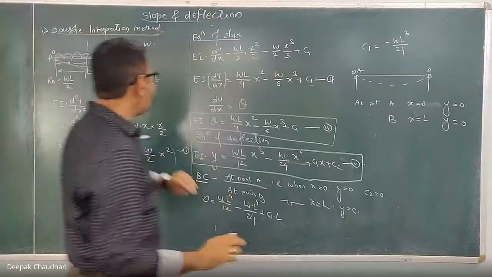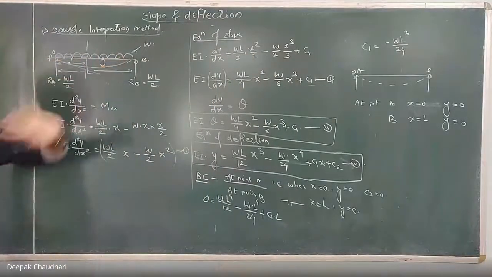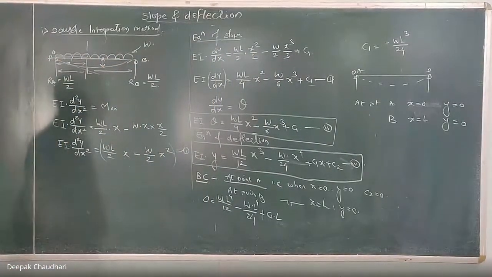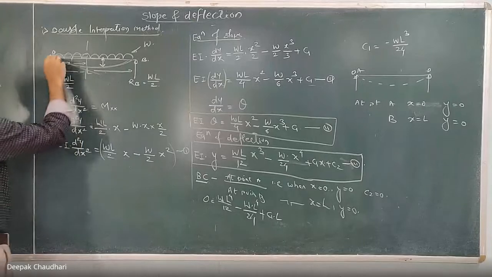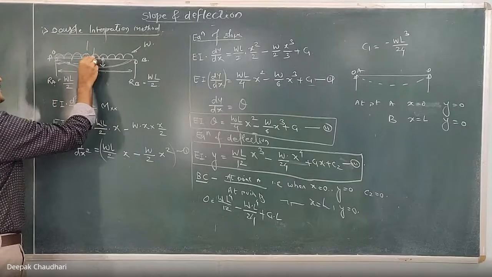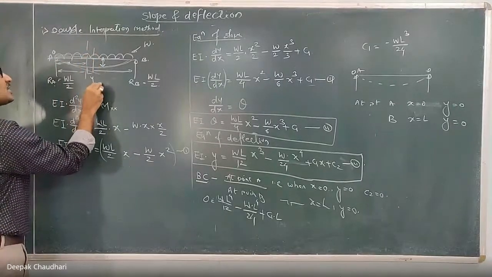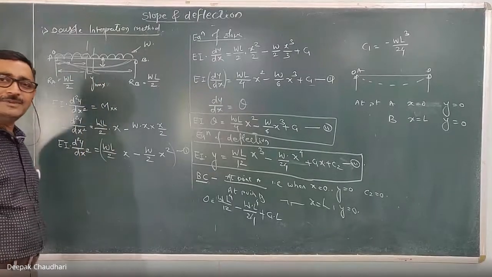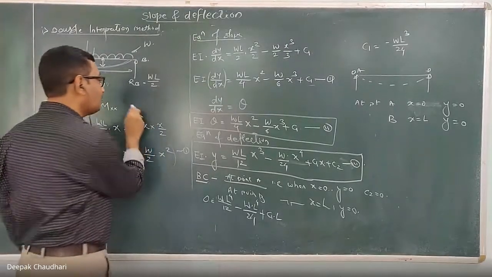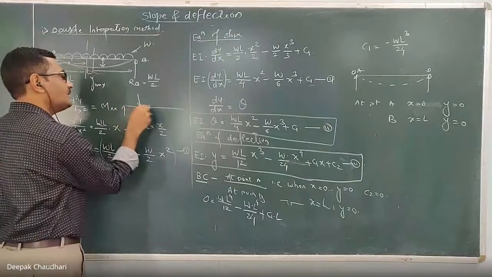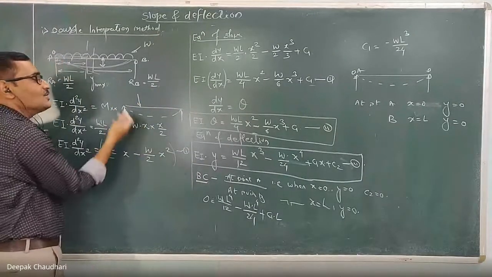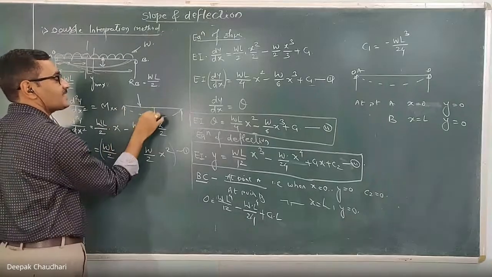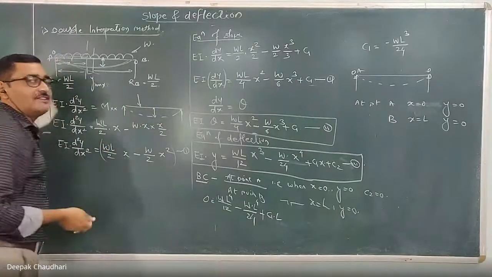Now here you will observe that this loading is a symmetrical loading. Because of symmetrical loading, this curve is also a symmetrical curve. So for this symmetrical curve, at the midpoint only you will get the maximum deflection. Maximum deflection will be at the midpoint only, but that we can't say for a non-symmetrical curve. If the loading is non-symmetrical, we can't say that the maximum deflection will be at the midpoint. It can be somewhere else.